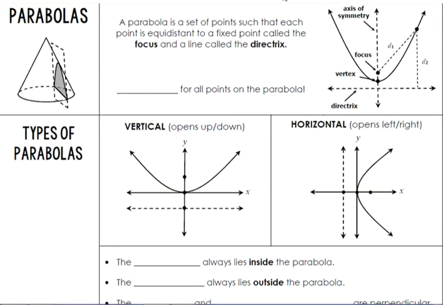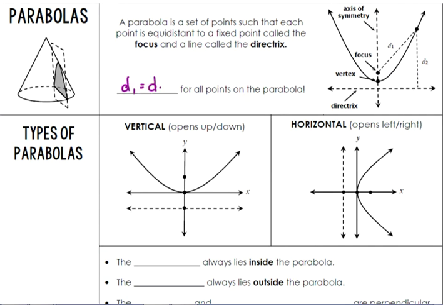A parabola is a set of points such that each point is equidistant to a fixed point called the focus. So we have one focus this time. We've had two foci with ellipses and hyperbolas. We only have one focus when it comes to the parabola. A new thing with parabolas, we have this horizontal line called the directrix.